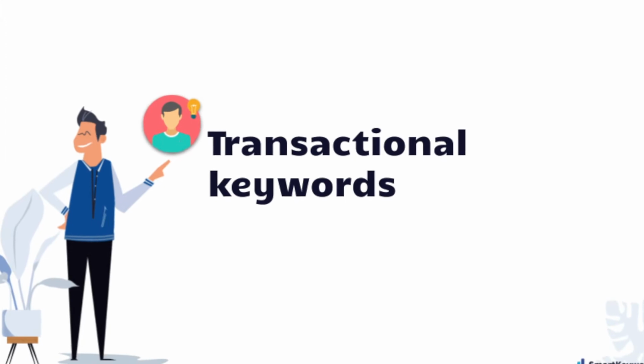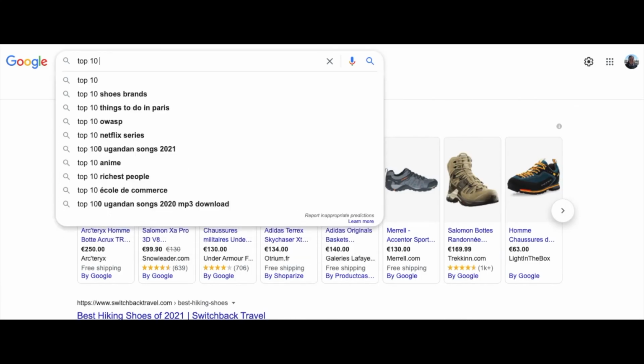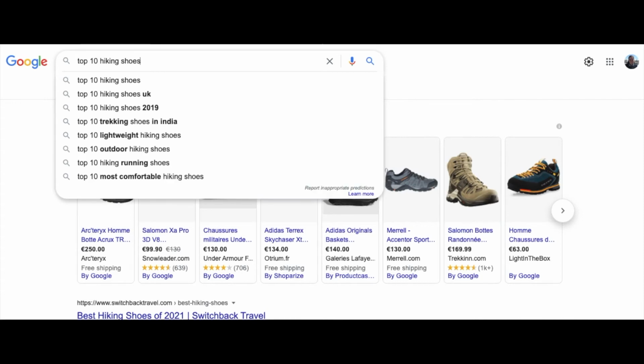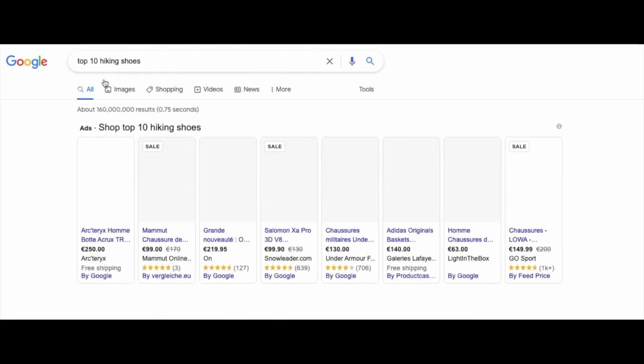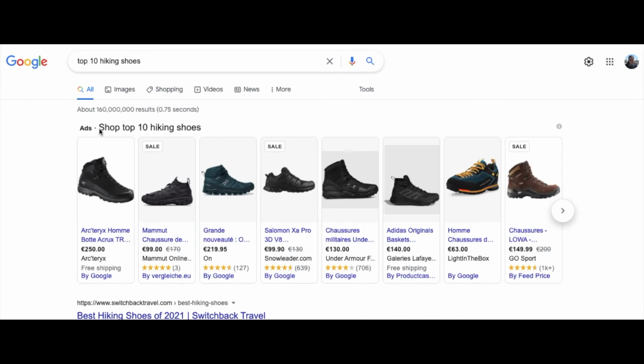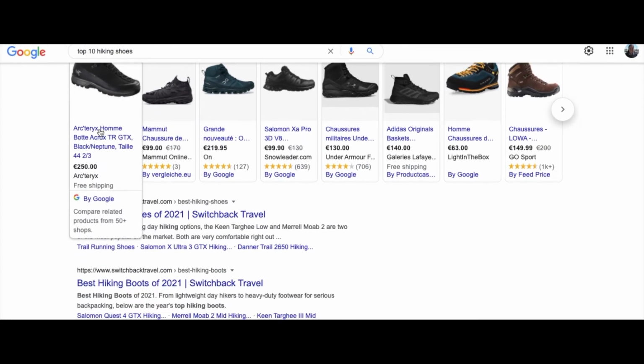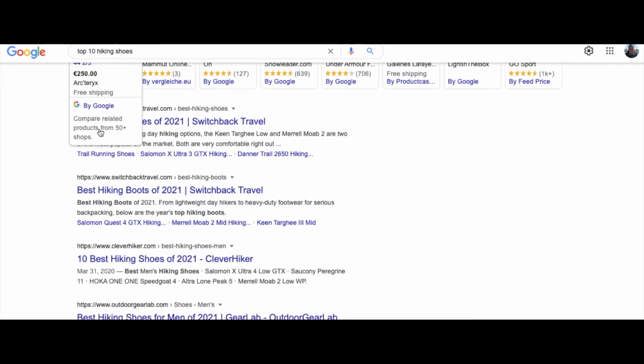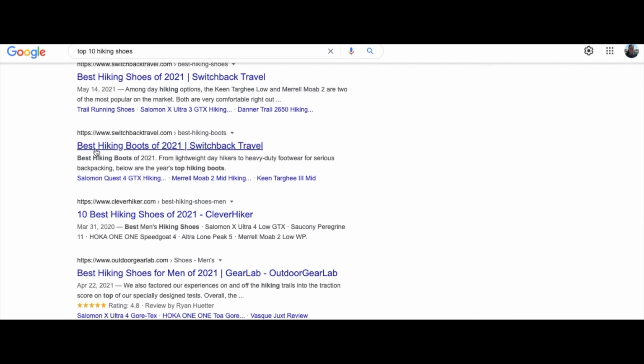Transactional keywords. Transactional keywords are meant for users preparing to purchase but haven't decided on all the specifications yet. Those keywords will promote the benefits of what you have to offer, best qualities of your product, free delivery, etc., so that you stand out from the competition.